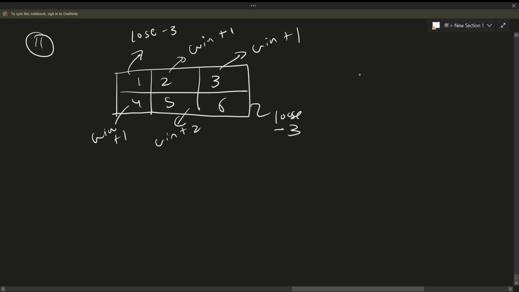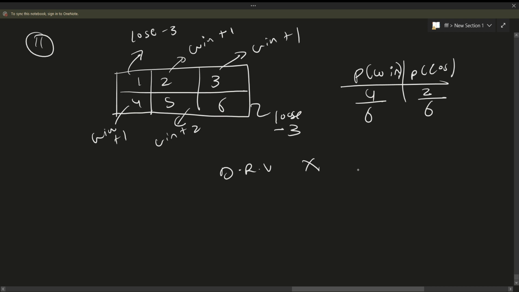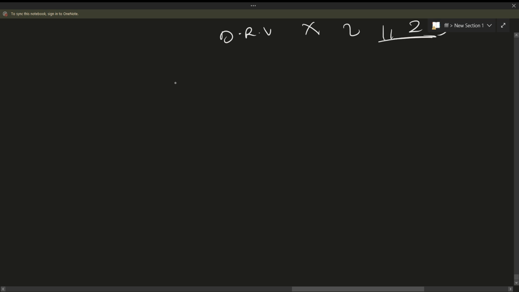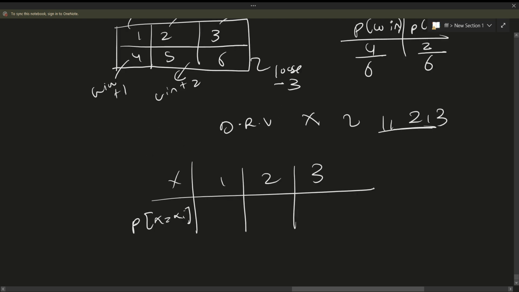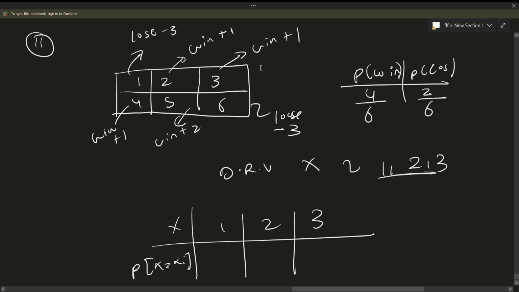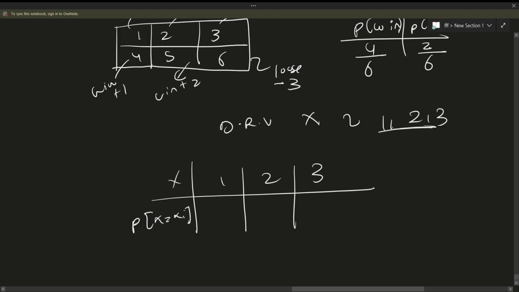First we will see the probability of winning. How many times you are winning: 1, 2, 3, 4. So 4 upon 6, and the probability of losing is 2 upon 6, right? Now let's calculate our discrete random variable x. X will contain three values, 1, 2, and 3. This x is my random variable. Now let's see how many times you got 1.